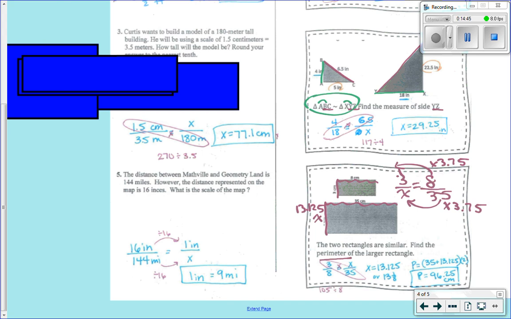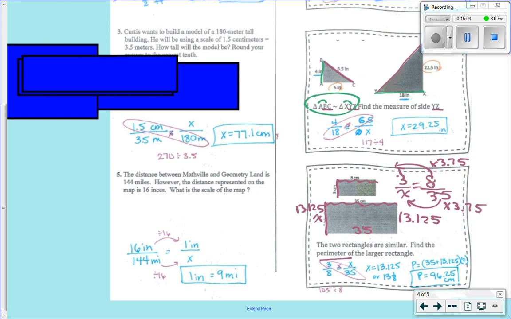If this side is 35, 35 plus 35 is 70, right? And then 70 plus those 2 sides. Okay, and that will give us the perimeter. Perimeter is adding up your side lengths on any figure, okay?